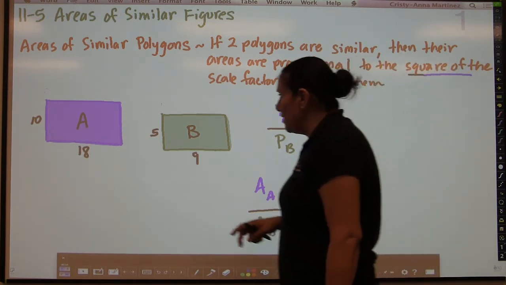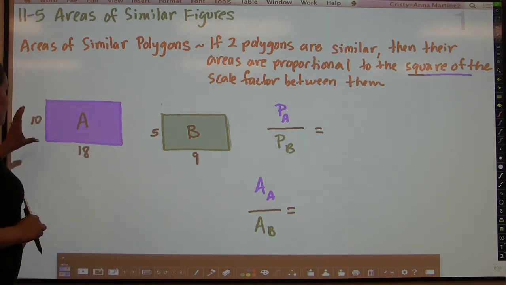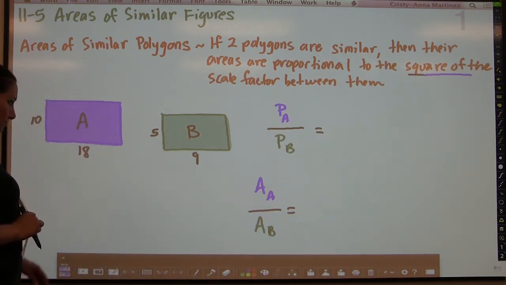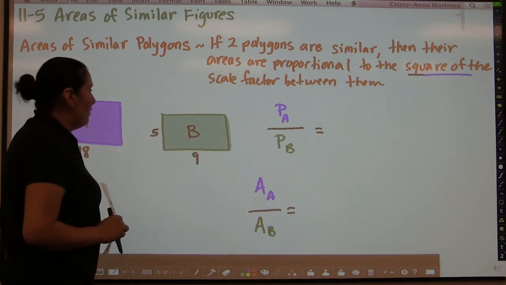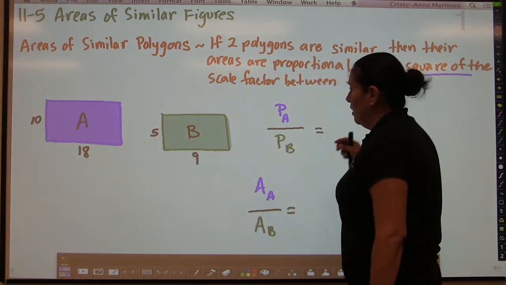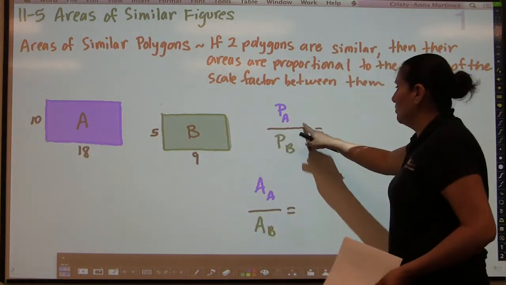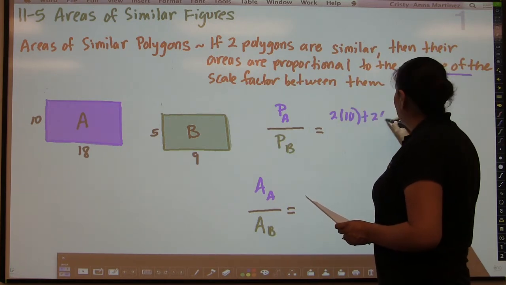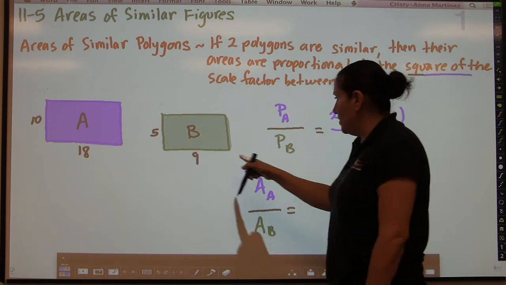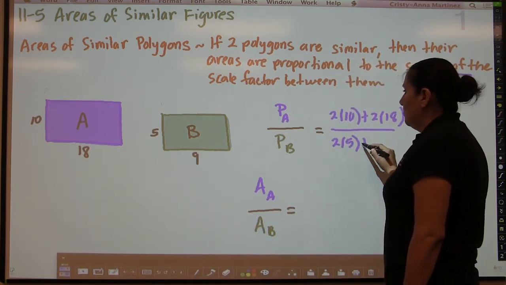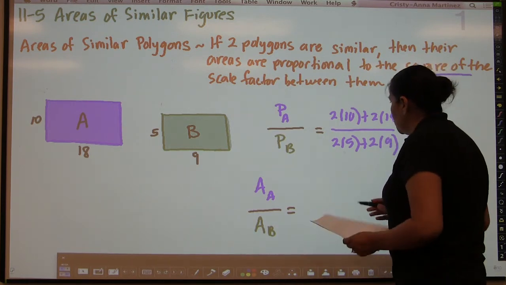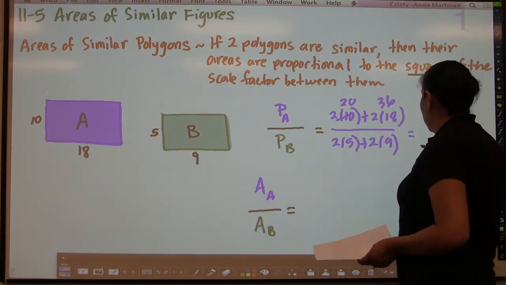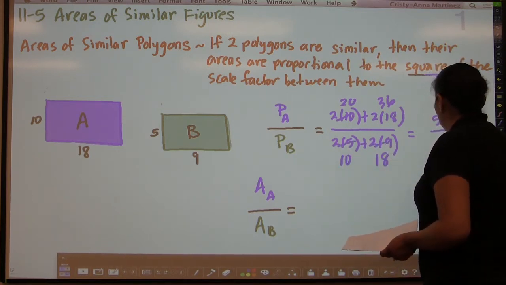So for example, here I have two figures, figure A and figure B. The dimensions of figure A are 10 by 18, and the dimensions of figure B are 5 by 9. So you can see here that the scale factor, the ratio of the sides, is 5 to 9. For perimeter, we would find the perimeter of the blue figure, which is 2 times 10 plus 2 times 18, over the perimeter of the green figure, which would be 2 times 5 plus 2 times 9. And so you would get 20 plus 36, which is 56, and then 10 plus 18, which is 28.